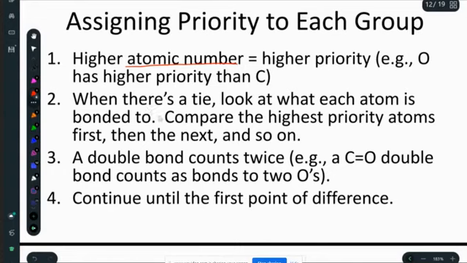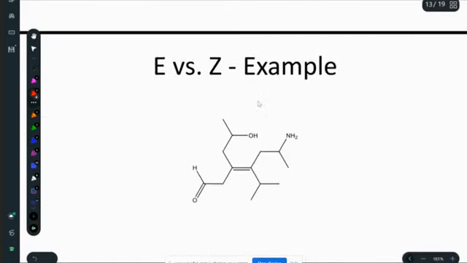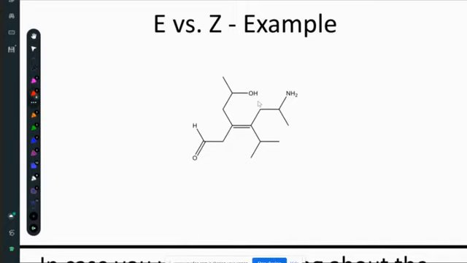When there's a tie, we have to look at what each of those two atoms is bonded to and then compare what the atoms that those are bonded to, one at a time, until we break the tie. We keep going until we break the tie. And if you get to the end of a chain and you realize you couldn't break the tie, then you'll realize that the two groups you were looking at trying to compare must have been identical. This is best seen through examples. So let's try an example here.